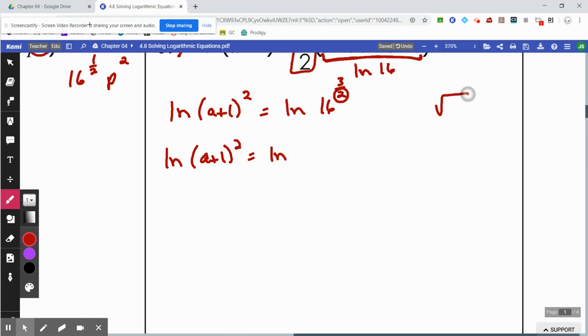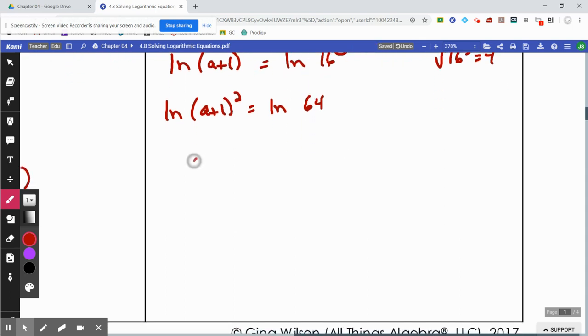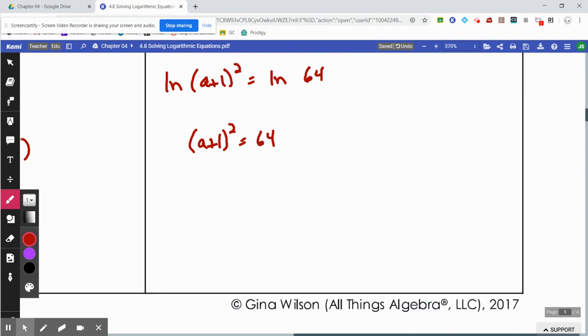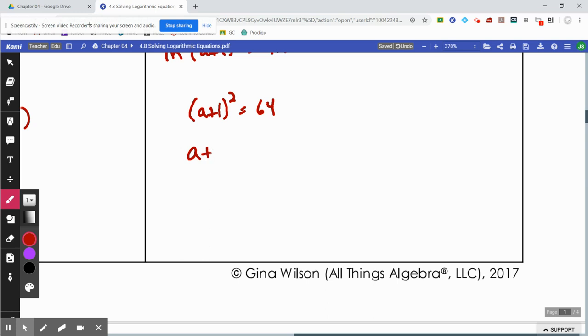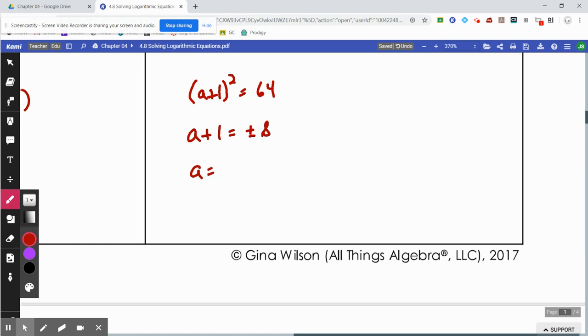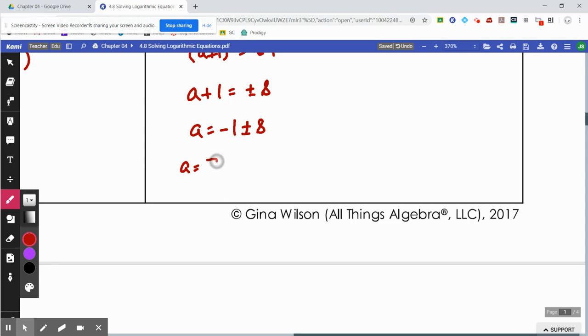Bottom number is a radical. It says you're taking the square root, and the top number is an exponent. So the square root of 16 to the 3rd, that would be 4 to the 3rd, which is 64. Now let's set the arguments equal to each other. We have a plus 1 squared equals 64. And I left it like that because we can actually just take the square root to get rid of it. So you have now a plus 1 equals plus and minus the square root of 64. Move the 1 over by subtracting gives you negative 1 plus and minus 8. So my two answers here would be negative 1 plus 8 and negative 1 minus 8, which is negative 9.